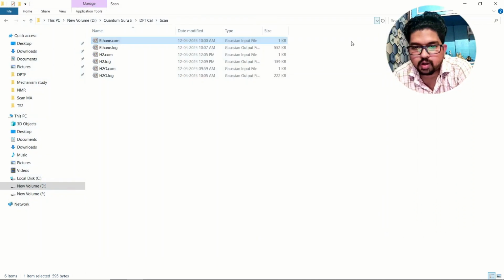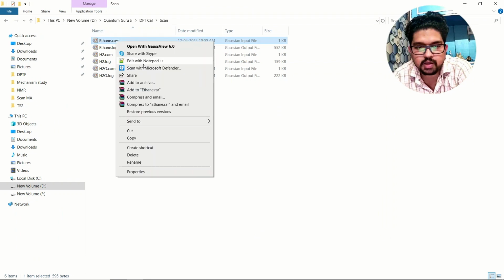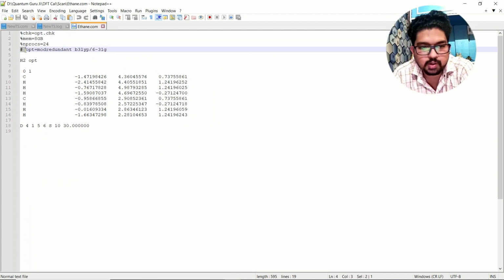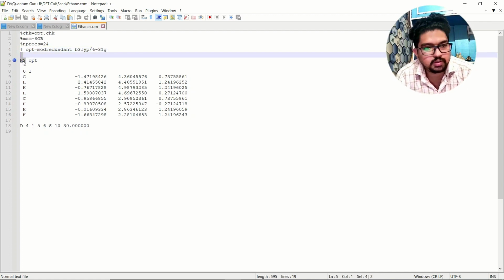Now this is the input that I have created. The keyword that you have to give here is opt=modredundant, and your functional and the level of theory, your basis set. Here the molecule is your ethane, I'll put ethane over here.